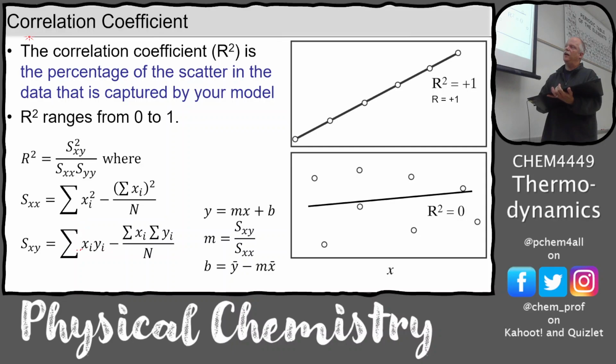This is the SXY value. So you have x times y. So the sum of the x values, add them all up, and then you have the sum of the y values, and then you multiply them and divide by n. And then this is, you multiply them before you sum them.